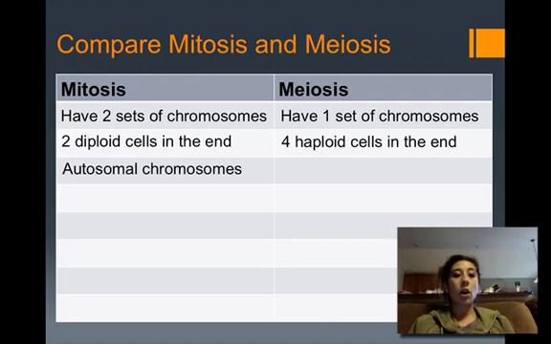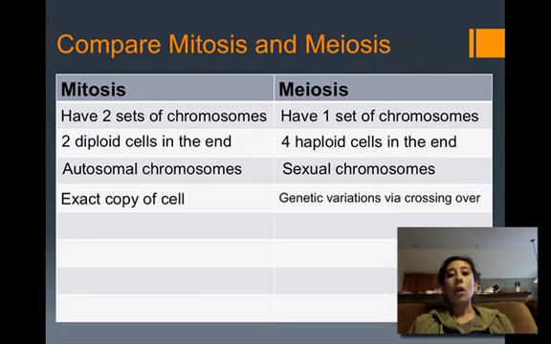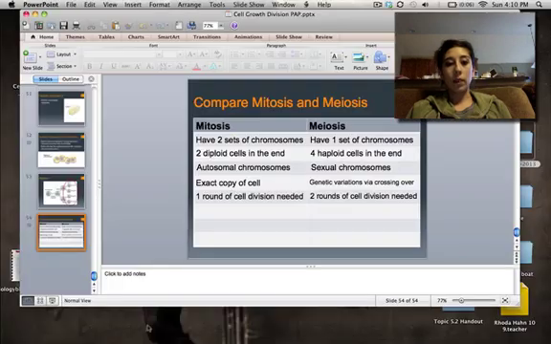In mitosis, we are dealing with autosomal, or another name is somatic, chromosomes, and in meiosis we are looking at sex chromosomes. So we're looking at things that are for the sperm and the egg. In mitosis we are making an exact copy, and in meiosis we are looking at genetic variation that comes from crossing over. In mitosis we get 1 round of cell division, but we have to have 2 rounds of cell division in meiosis to complete the cell division. And that's it.